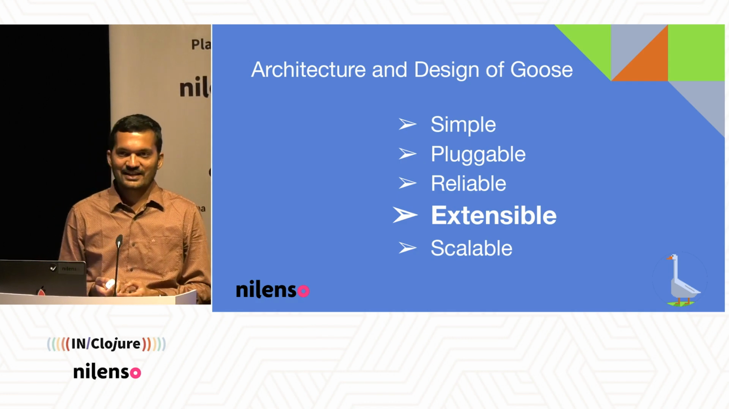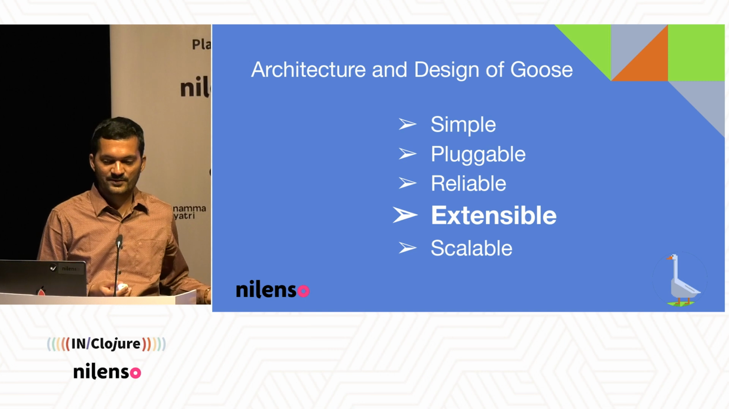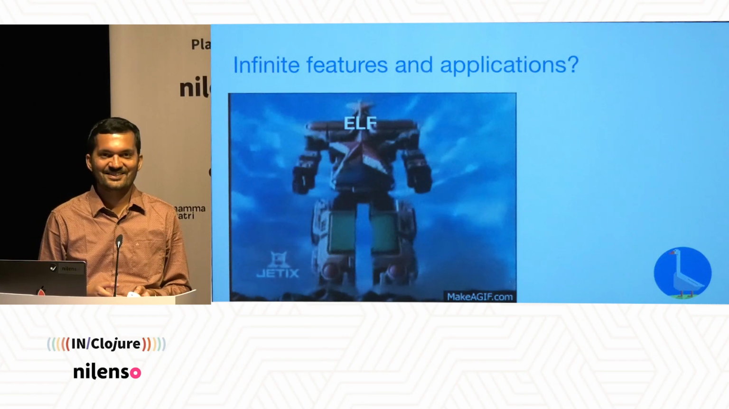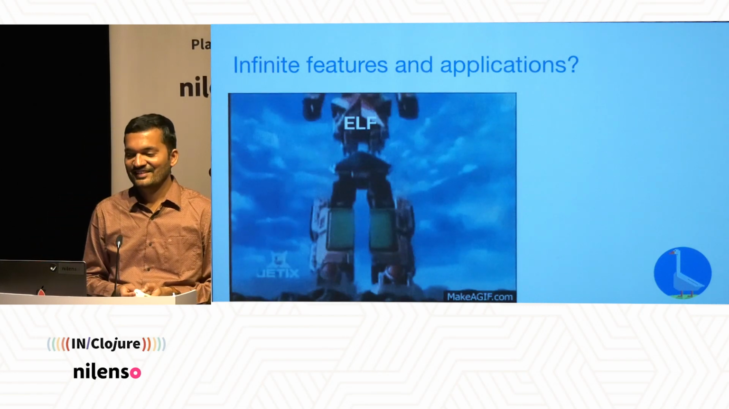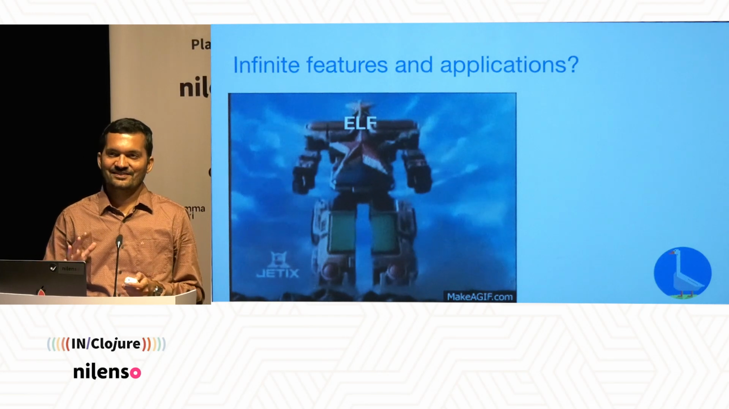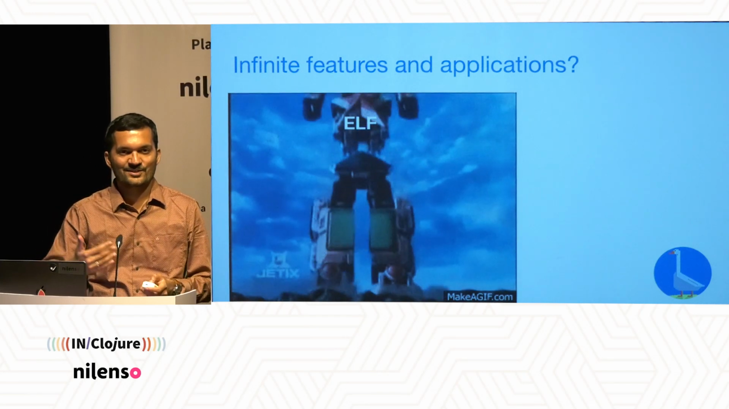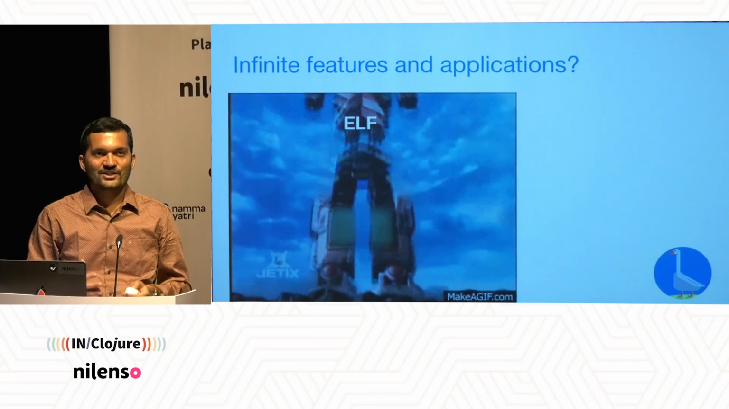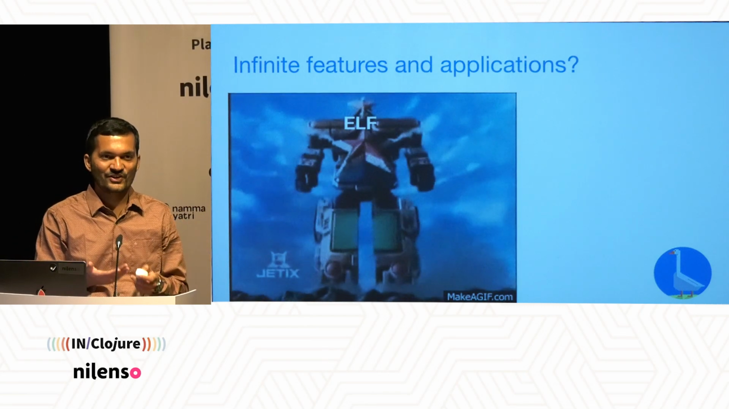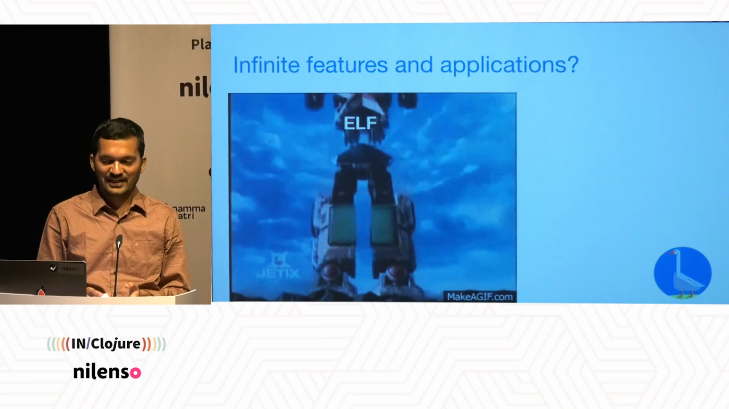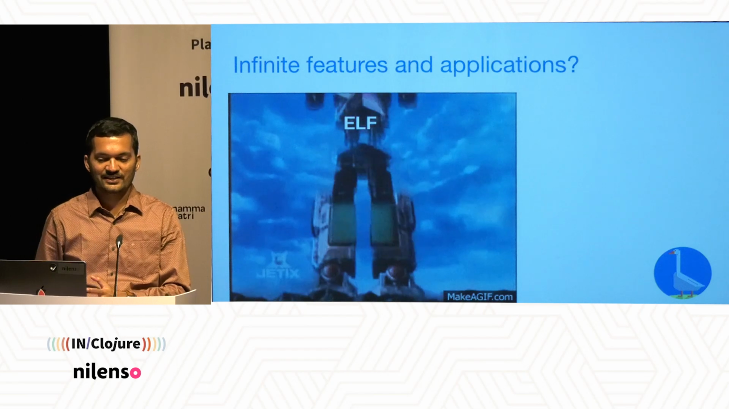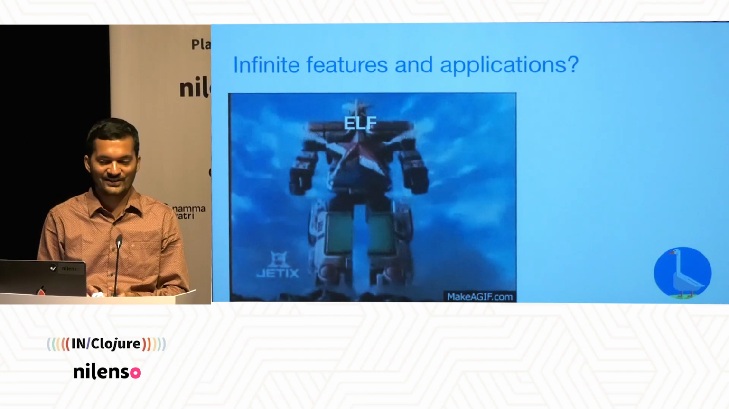Finally, now let's talk about extensibility. So we spoke about simplicity, pluggability, and reliability. Now extensibility. We all like Power Rangers, right? Many a times customers, product managers, they come to us like, I want this feature also, I want that feature also. But it's not possible to build every feature into your thing, right? So how do you do that? Like, the core needs to be the same. Without modifying the core, you can have infinite features and applications of your product.